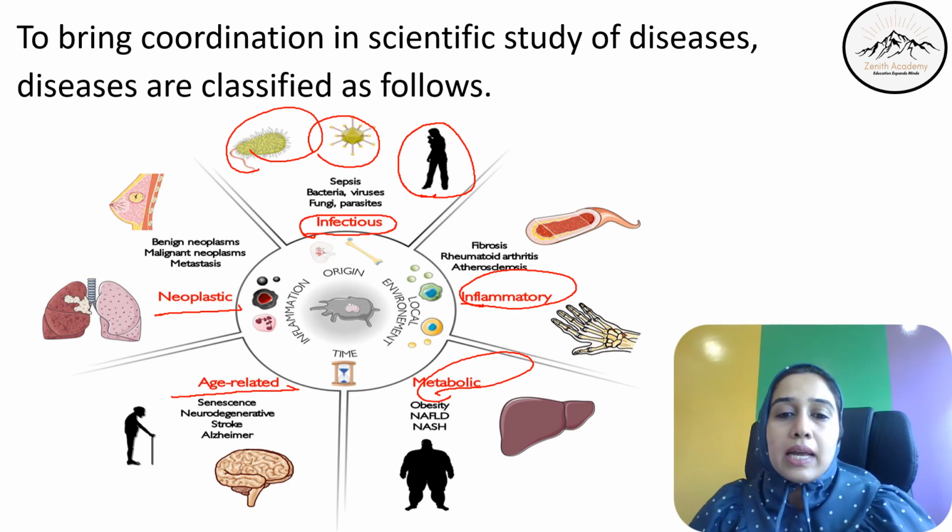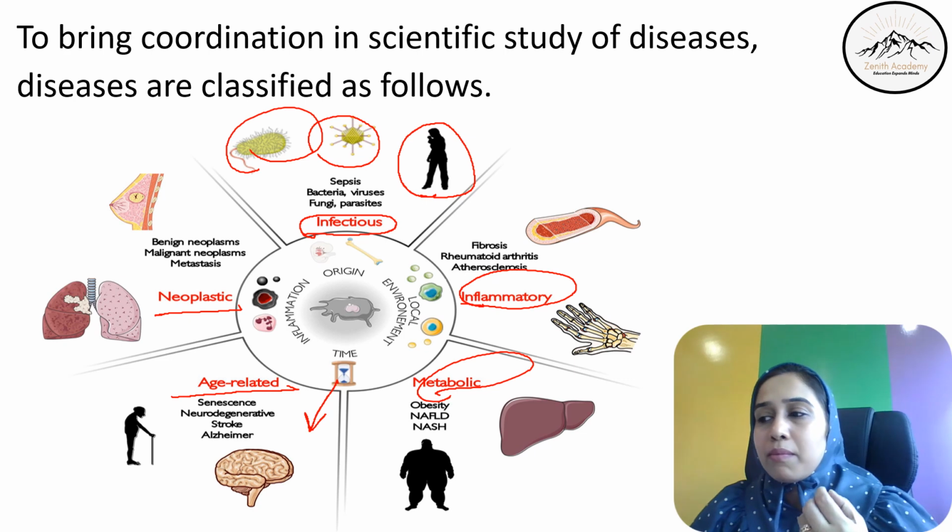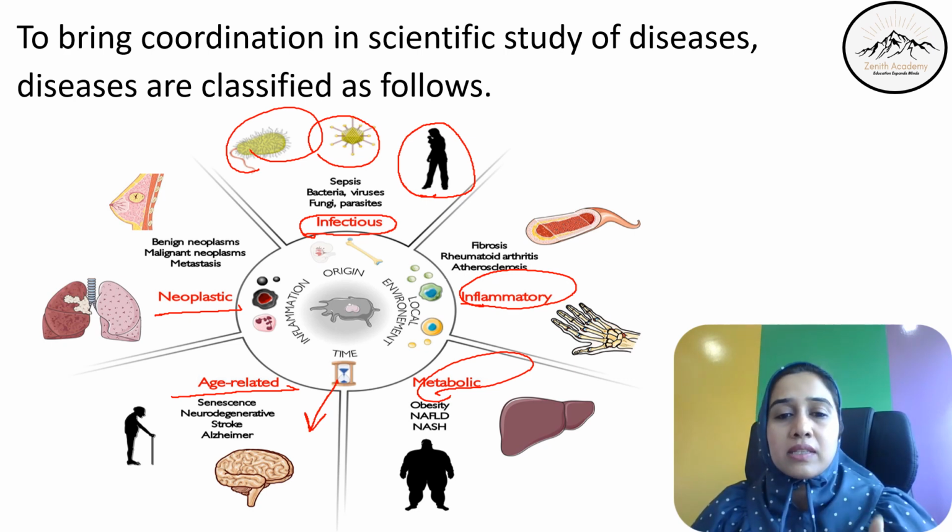Now, in the inner circle of this picture, we say inflammation, origin, local environment, and time. These four are the reasons why we get diseases. It can be time, as we saw that diseases can be age related, that is why time is given. Okay. The next is inflammation. Inflammation means some body cells get ruptured, get inflamed, and that is why they are affected. An infection enters our body and we get diseases.